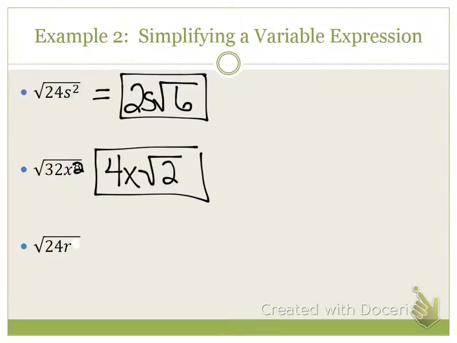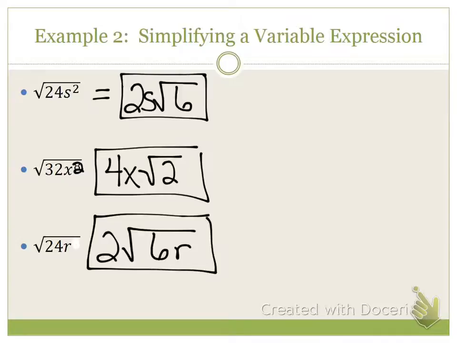Look at the last one now. I already took the square root of 24 up here. What was it? 2 times the square root of 6. But now, since it's just r by itself, can I take the square root of r? No. I have to leave it under the radical. It's not a perfect square, if you will. It's not a perfect square exponent. I can't take the square root of r, so I leave it under the radical.